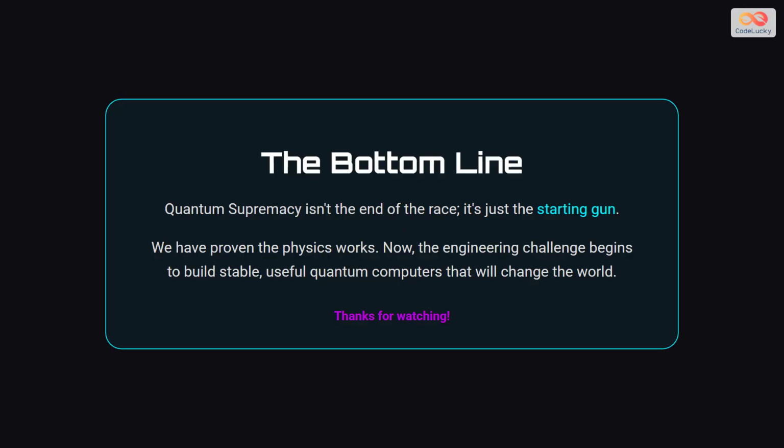In summary, quantum supremacy is the starting line, not the finish line. We have proven that the physics works. Now, humanity faces the engineering challenge of scaling this technology up to solve real-world problems.